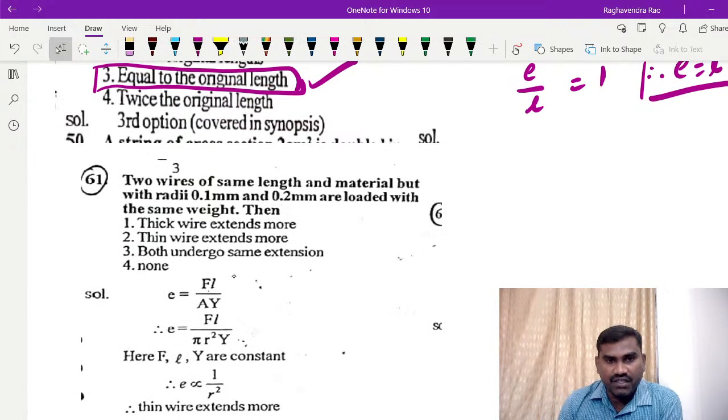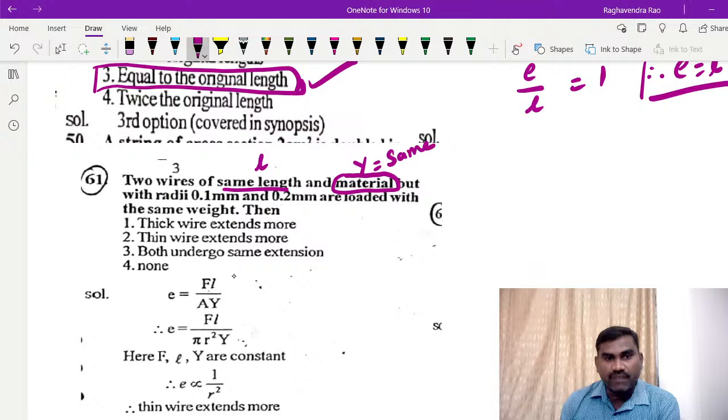So two wires of the same length and the same material, which means Young's modulus is the same, but with different radii, R1 and R2, are loaded with the same weight. That means the force remains the same.